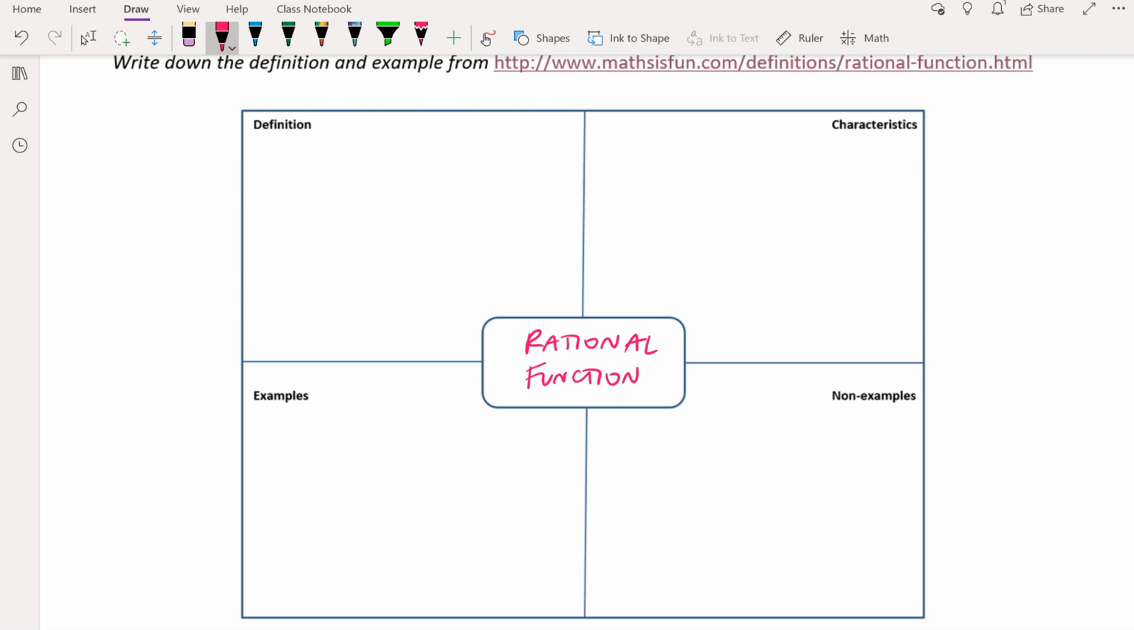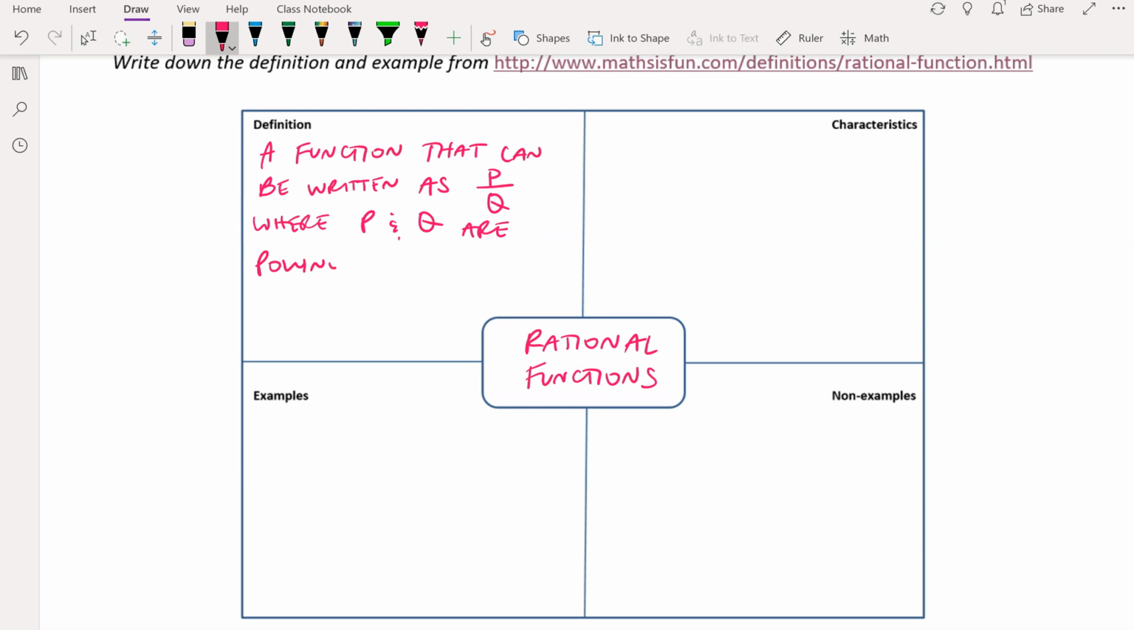And we are going to define rational functions very quickly. Okay, so let's start upper left over here in the definition box. A rational function is a function, and I would write all of this down, a function that can be written as P over Q, where P and Q are polynomials. Polynomials was our last unit. And Q is not allowed to equal 0. Okay, so that's the definition of a rational function.